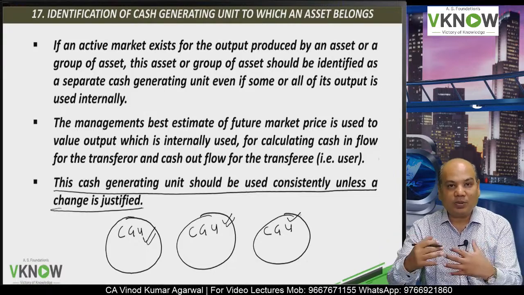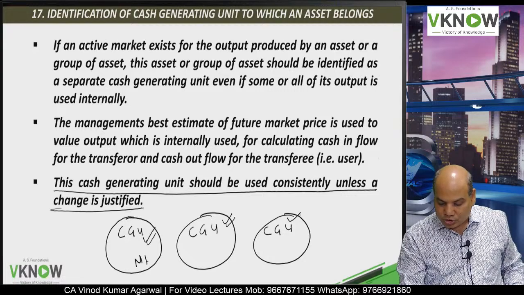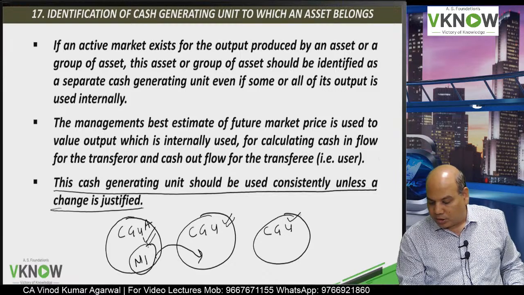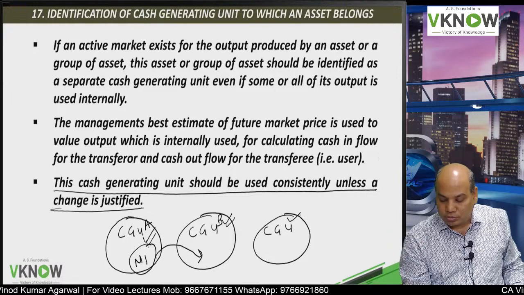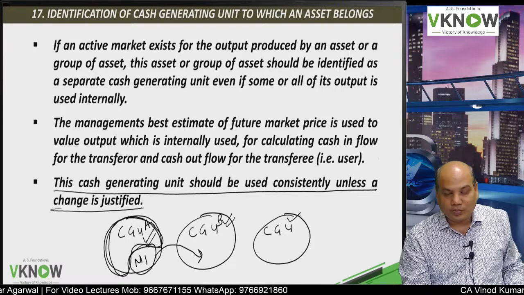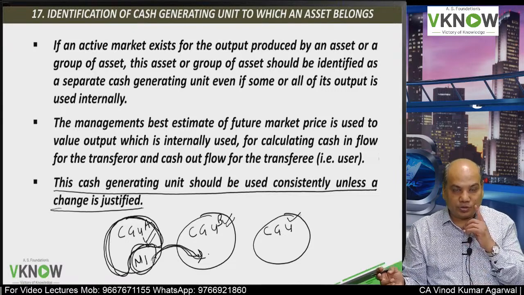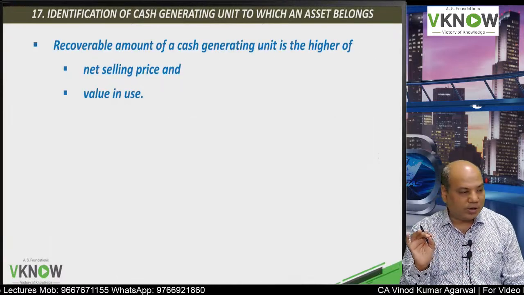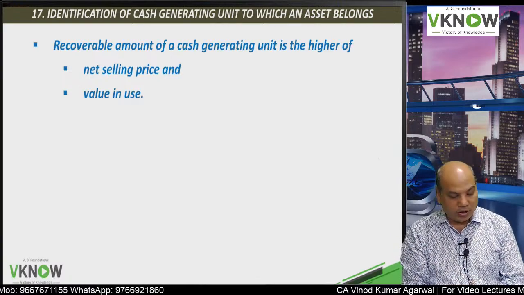But sometimes there can be transfer of asset from one CGU to another. Machine 1 of CGU, let us call it CGU A, may have been transferred to CGU B. Then while calculating the carrying amount of CGU A, I will remove this machine and add it in the other CGU, only if it is justified. Otherwise CGU will be determined consistently. That line was not important. The important line is the next one.